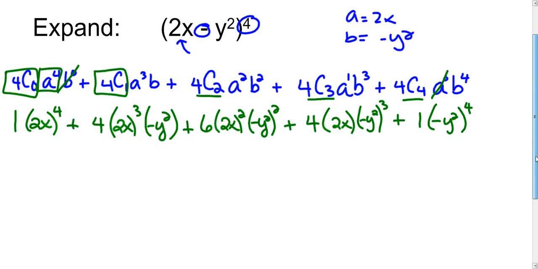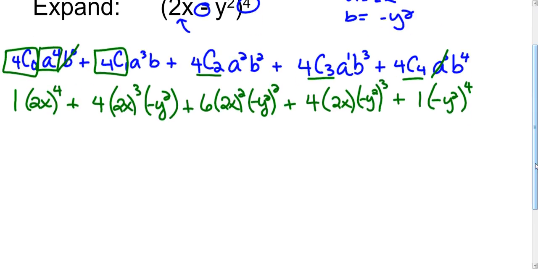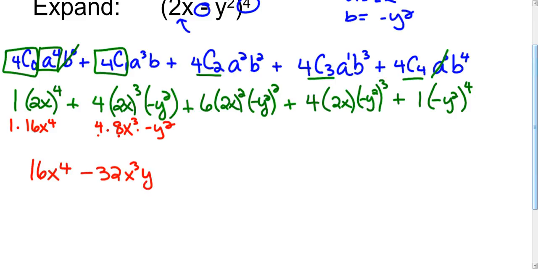All right, this gets a little bit more complicated to simplify, but here we go. This becomes 1 times 2 to the 4th power is 16x to the 4th, which makes 16x to the 4th. Okay. This next one becomes 4 times 2 cubed is 8, x cubed is x cubed, times negative y squared. When you multiply that, you have 4 times 8 times negative y, which becomes negative 32x cubed y squared.